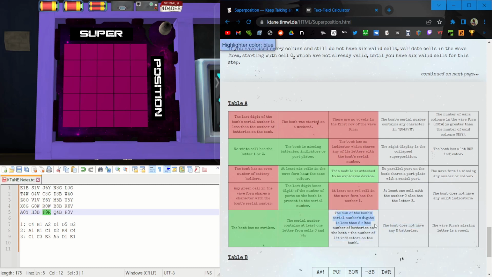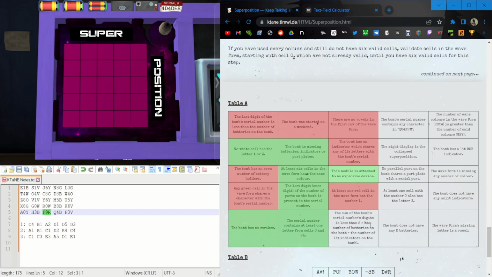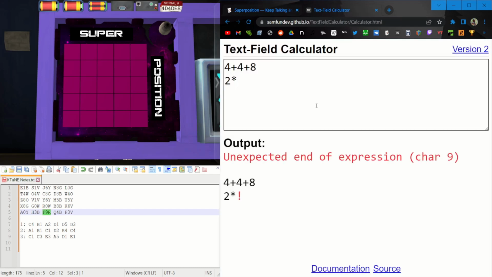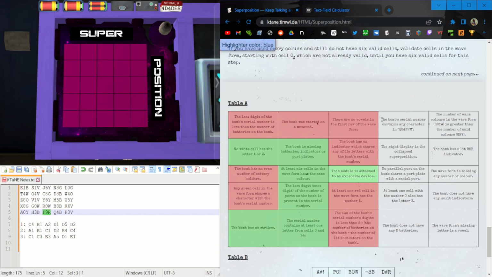The sum of the bomb's serial number digits is less than 2 times the number of batteries in the bomb plus the number of lit indicators. So the sum of the bomb's serial number digits, which we've already found out to be 16, is less than 2 times the number of batteries in the bomb plus the indicators. We have 4 batteries plus 0, times 2, and we get 8. 16 is greater than 8, so this rule is not true. The bomb serial number contains any character in Quebec, Uniform, Alpha, November, 7, Mike, or Quantum. There is a 4, so this is true.